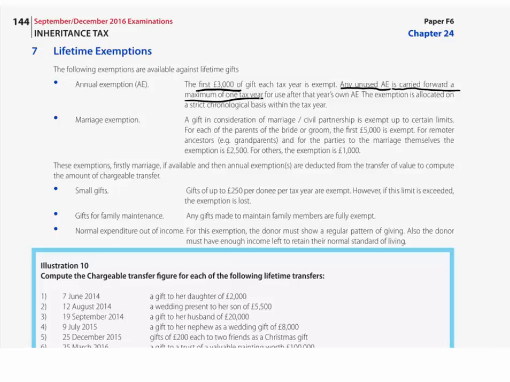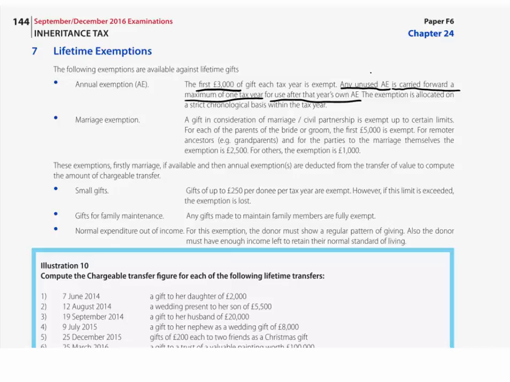And then when you carry it forward to that next year, it is then only used after that year's own annual exemption. So when looking at lifetime transfers in the tax year, we deal with them chronologically, first come, first served. We will firstly apply the annual exemption of the current tax year, and once it is used up, we then look to use up, if available, any unused annual exemption brought forward from the previous year. As we said, the exemption is allocated on a strict chronological basis within the tax year, as we'll see in a moment's time with illustration 10.